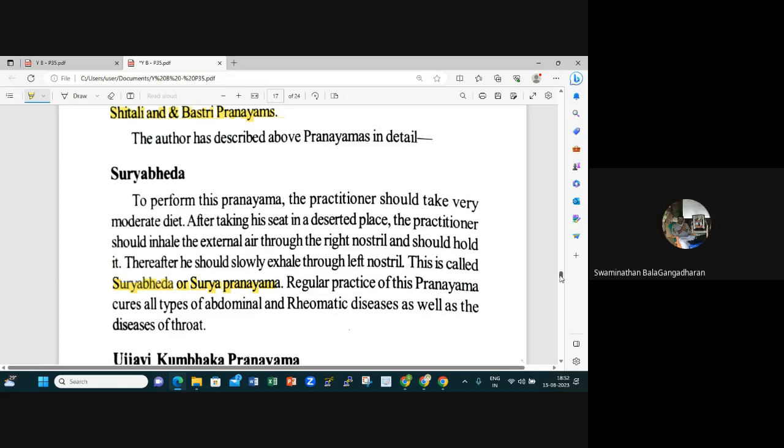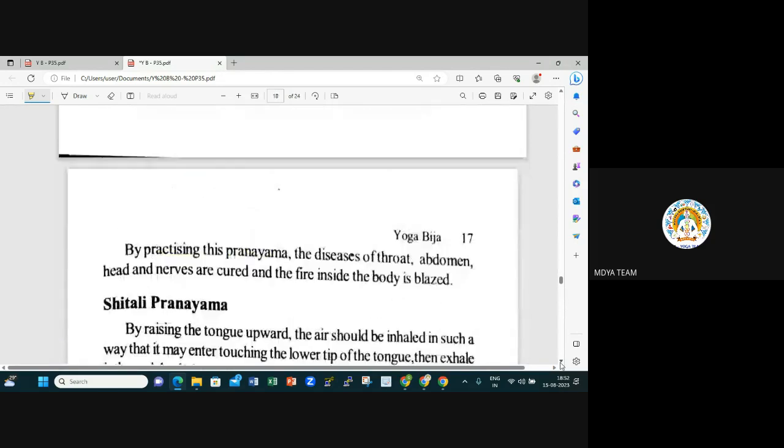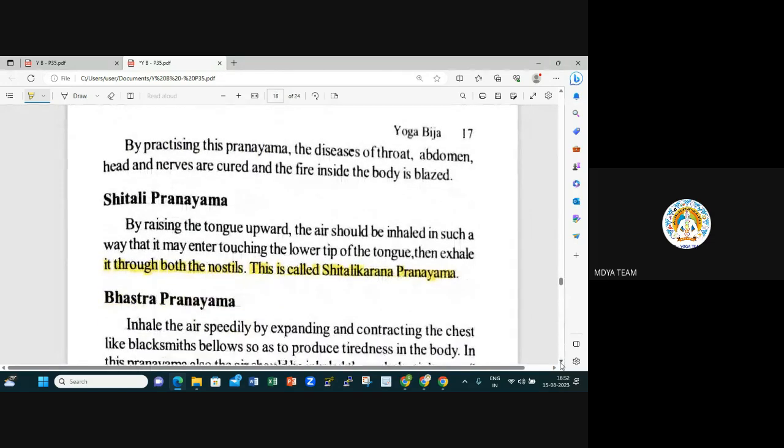So in Surya Pranayama, we are holding the breath, right, sir? Here also it is. In Surya Bheda also they have mentioned holding it. And in Ujjayi also they've mentioned holding it for as much as one can. Here also, I think. But for Shitali they've not mentioned anything about holding.